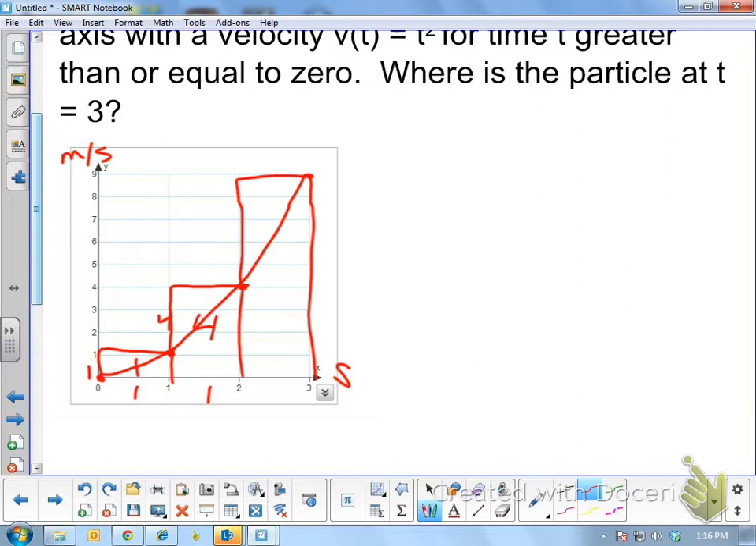What about our last rectangle? What's the width? 1 again. What's the height? 9. So we have 1 plus 4 plus 9. 14. Minus some, this is only an approximation. The particle traveled approximately 14 meters, since we were saying meters.